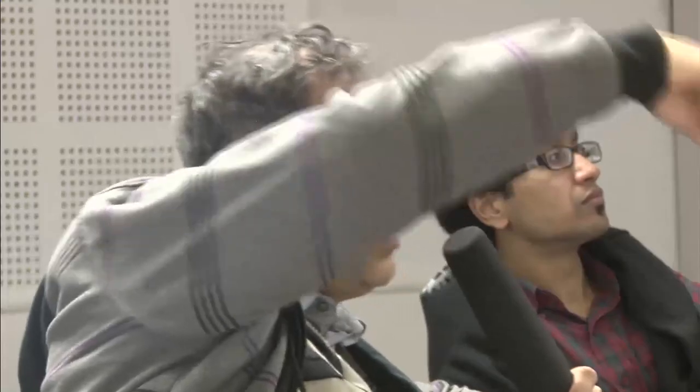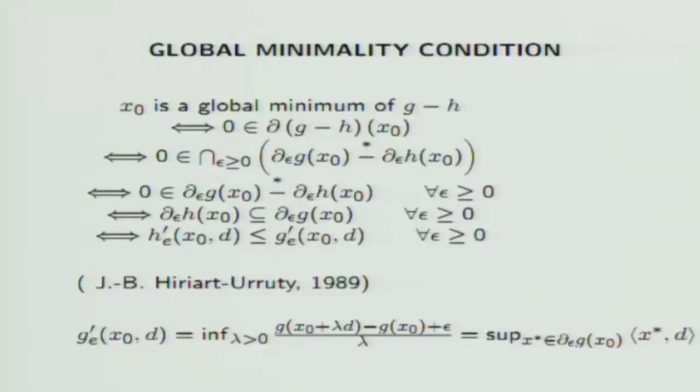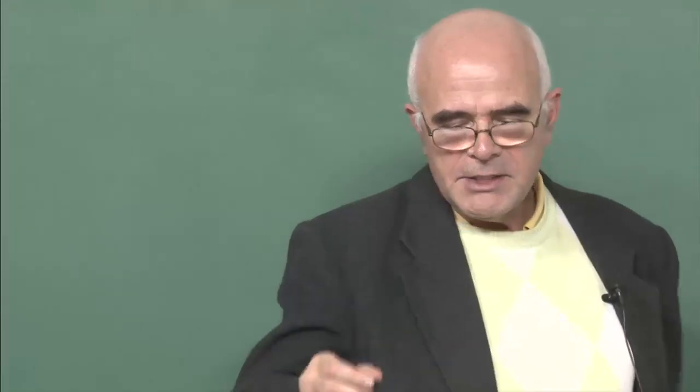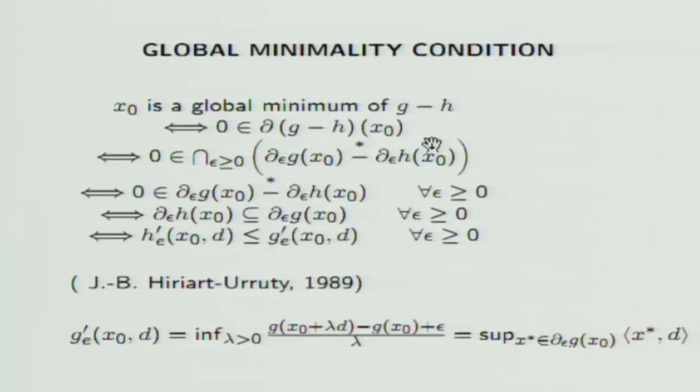Please. You refer to this paper by Hiriart-Urruty, but as far as I have seen, this notion was already in Rockafellar's 1970 book. Which notion? This g dash epsilon x0 d. No. I am referring to Hiriart-Urruty for the optimality conditions. Oh, the optimality conditions. So this result that x0 is a global minimum of the difference if and only if the epsilon subdifferential of h is contained in the epsilon subdifferential of g for every epsilon is due to Hiriart-Urruty, and the citation here is for the first part, not for the second part.